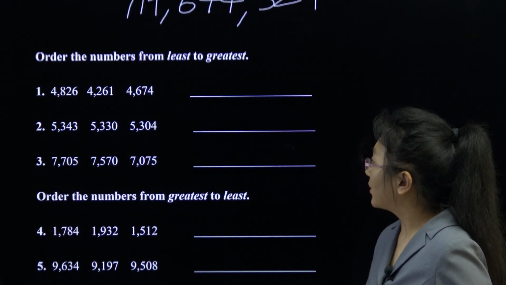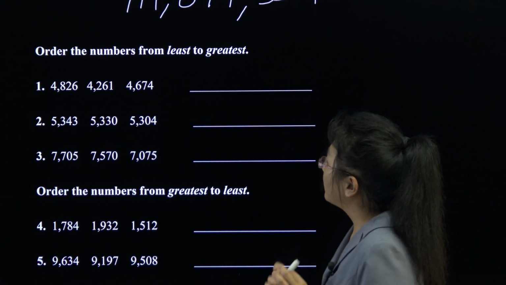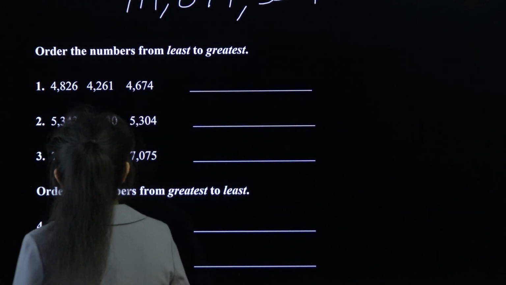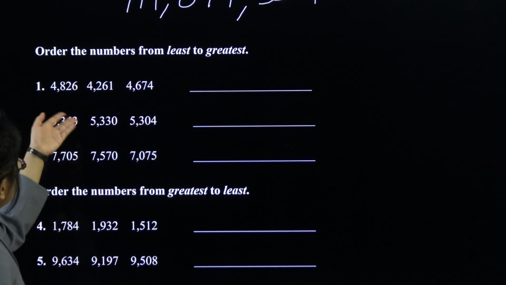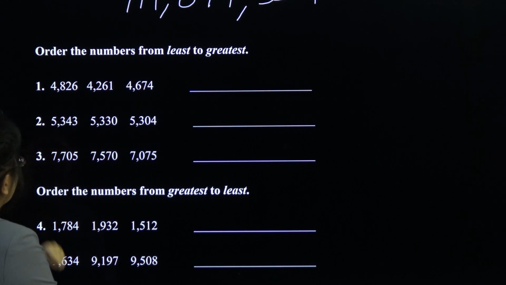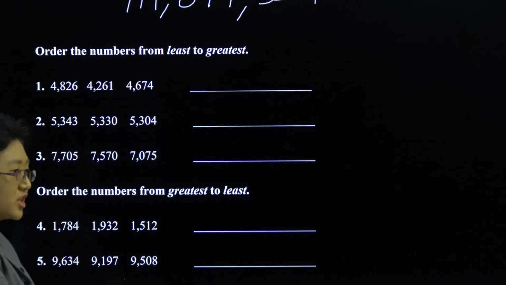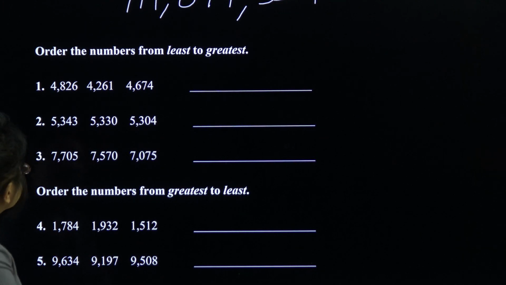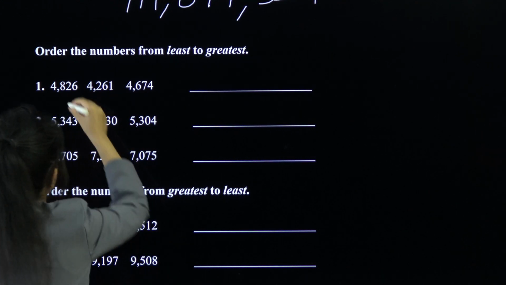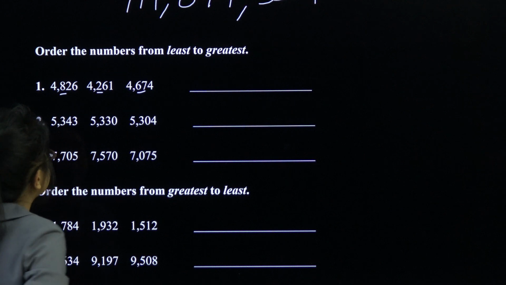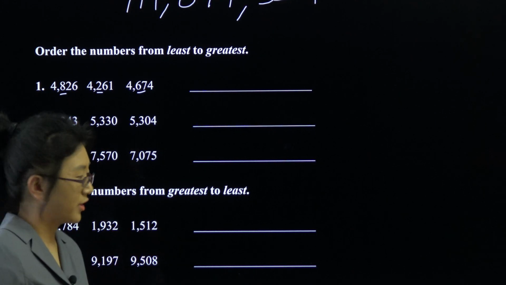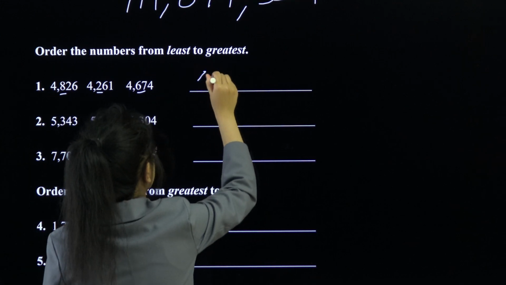We're going to do some practice problems. Order the numbers from least to greatest. It's least to greatest now. Here, all the numbers have 4 digits. And all of them, the leftmost digit, is 4. So we move on to the second leftmost digit, and we get 8, 2, and 6. 2 is smaller than 6, which is smaller than 8. That's our order.